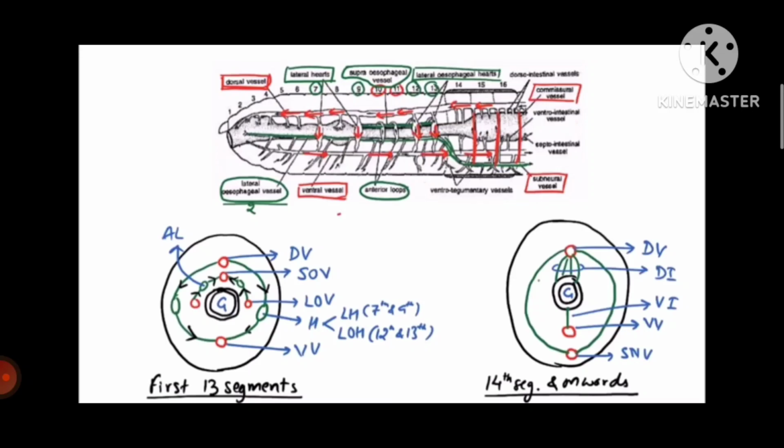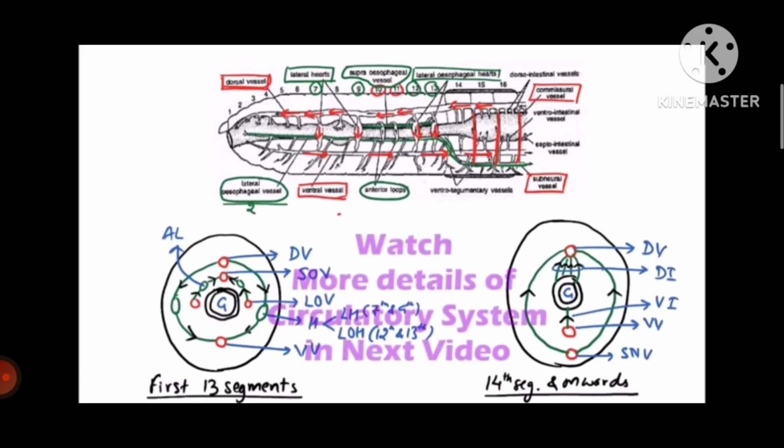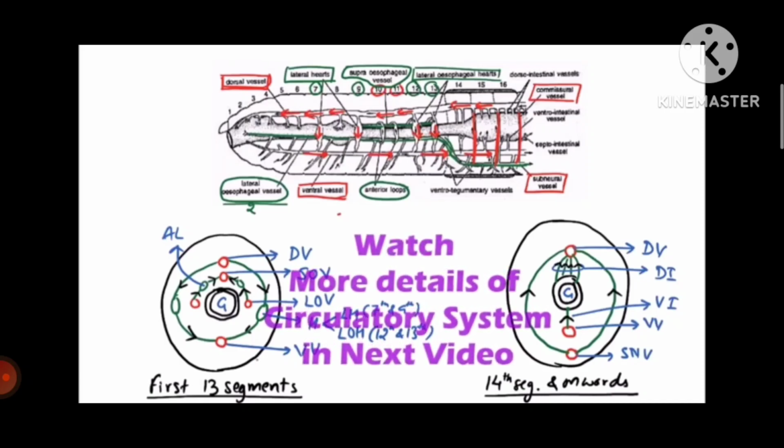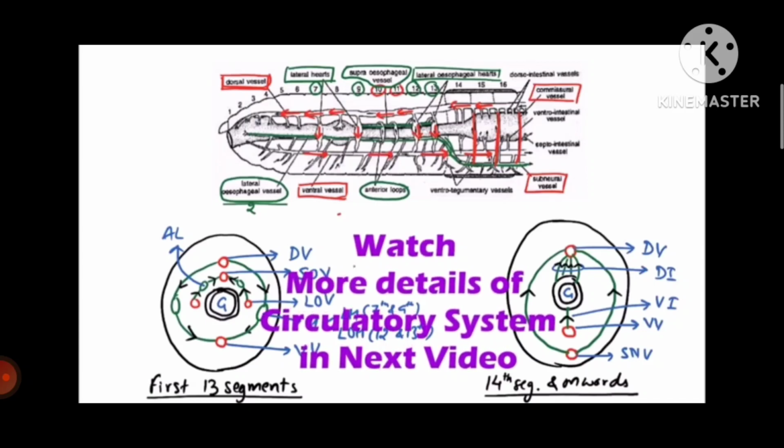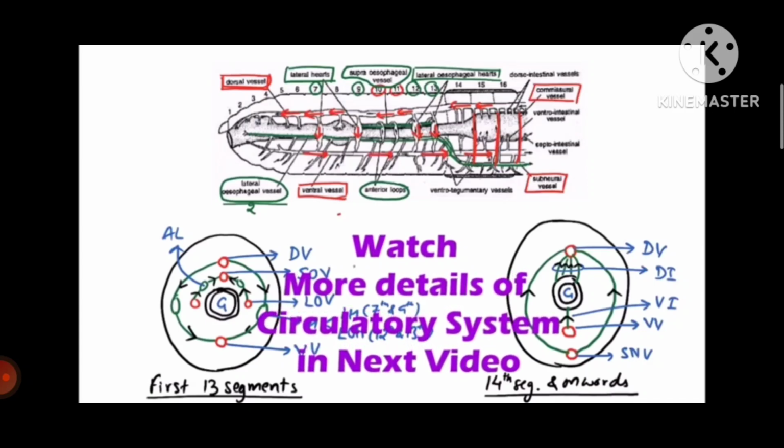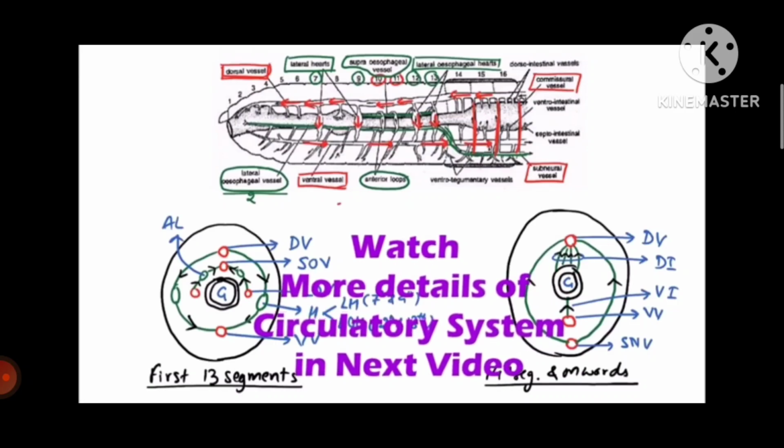And the direction of blood is from subneural to dorsal, from ventral to gut, and from gut to dorsal vessel. So it is clearly visible that in first 13 segments, dorsal vessel is distributing type, while its nature in 14th and onwards is collecting type, while the ventral vessel is usually distributing in nature. This is the circulatory system of earthworm.